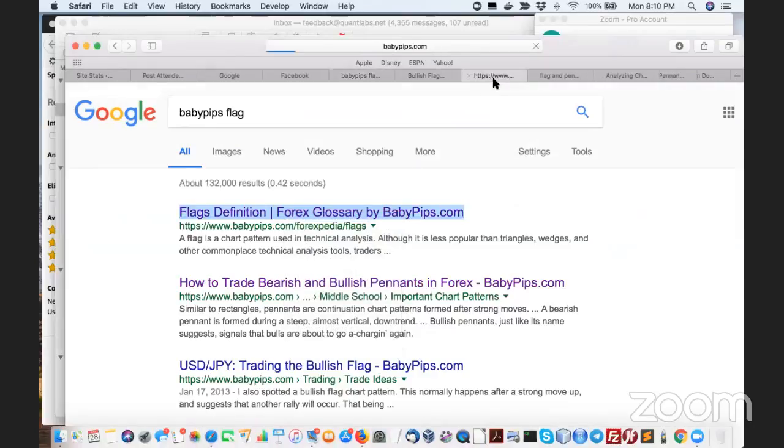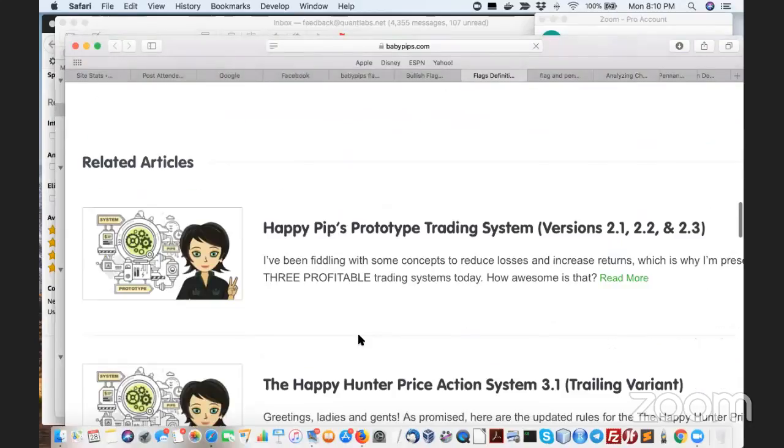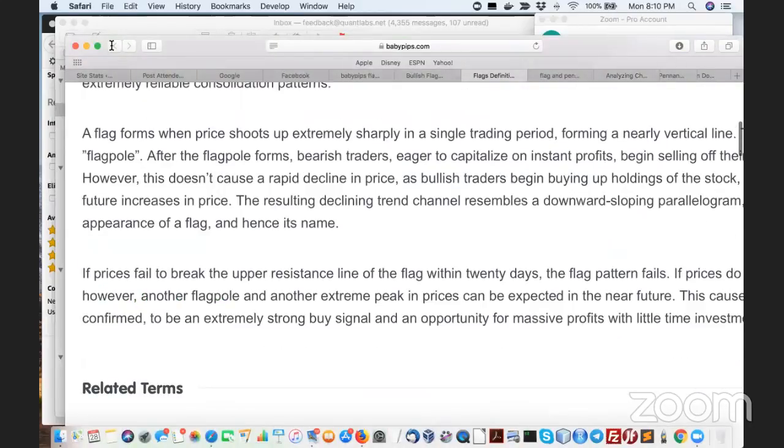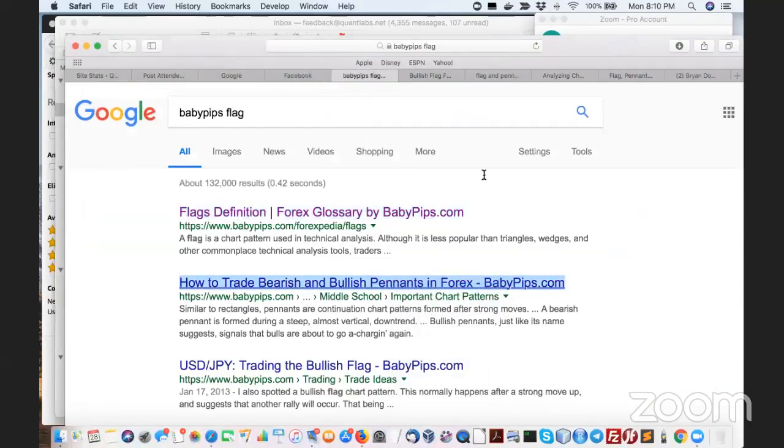So this is their definition of a flag. No, that's not it. And maybe it's this one. Okay.